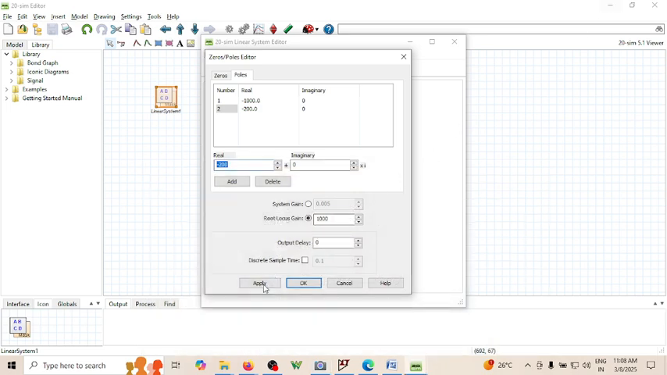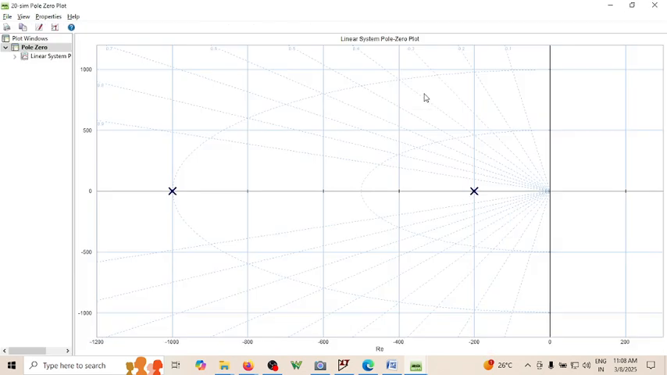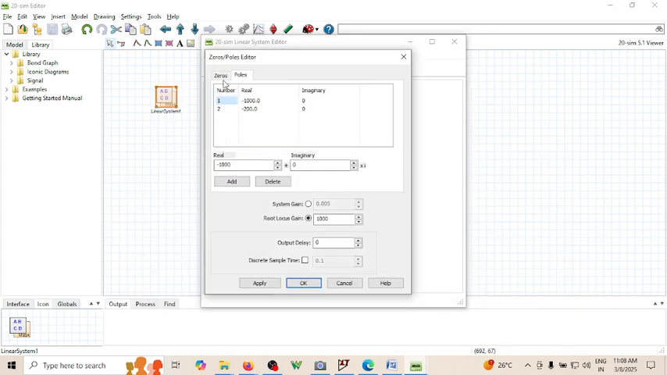Now if I just apply and say OK, and you see where poles and zeros are. See now there is a pole at minus 200, there is a pole at minus 1000. Now let me add a 0. Shall I add a 0? I will add a 0. Where you want to add a 0? Let me have S plus 300. So now I'll add a 0 at minus 300.